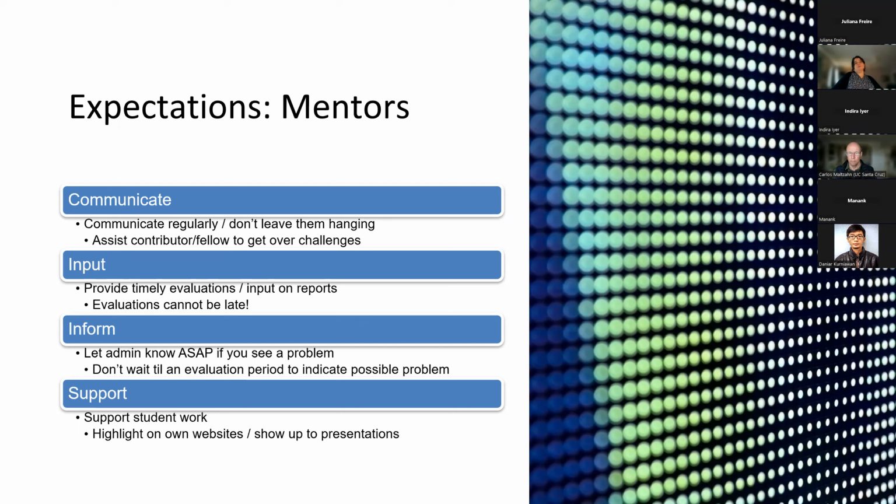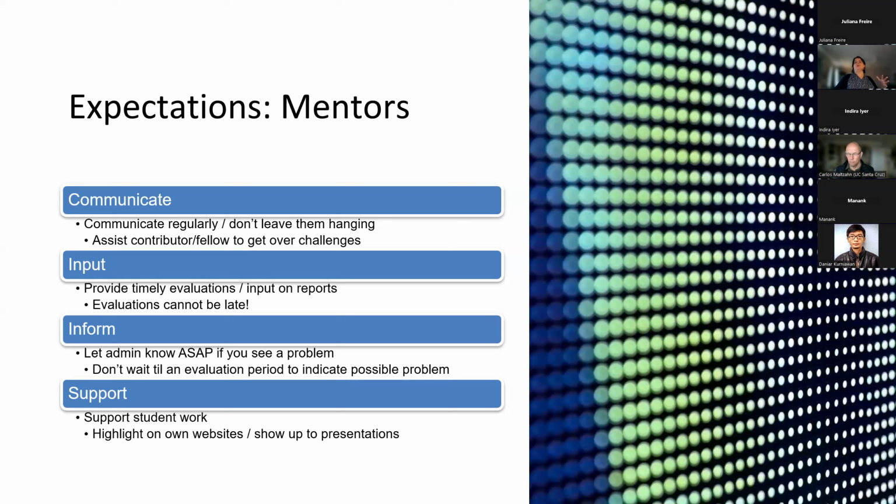Make sure you give them input, particularly timely evaluations and input on reports. Evaluations should not be late, especially for GSoC students, but I'm going to enforce it as well for summer reproducibility. Those evaluations really impact the timeliness of stipends. And for GSoC, I want to highlight this for any GSoC mentors on the call, that if we have even just one or two late evaluations, we are at risk of potentially not being a mentor organization next year. So it's really important to me that you're not late for that reason.